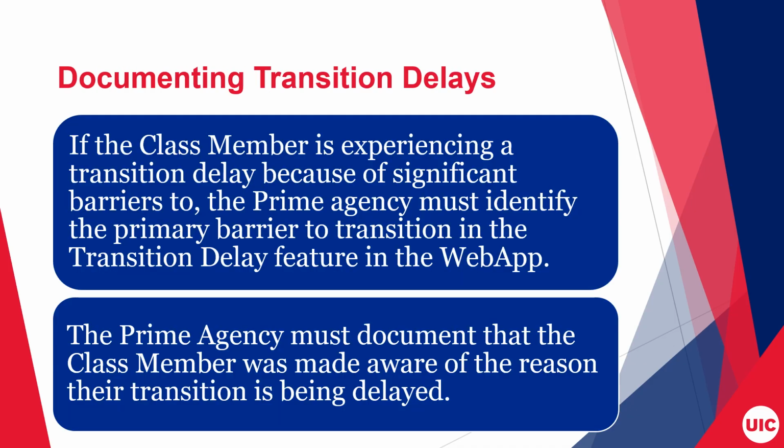If a class member is experiencing a delay in their transition because of significant barriers, such as physical, behavioral health, functional, or other system or programmatic challenges, the prime agency must identify the primary barrier to transition using the Transition Delay feature in the web app. The prime agency must document that the class member was made aware of the reason their transition is being delayed.